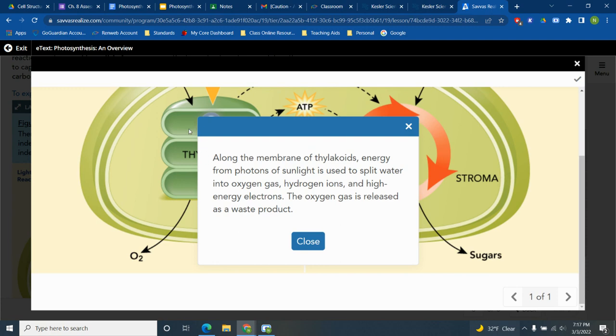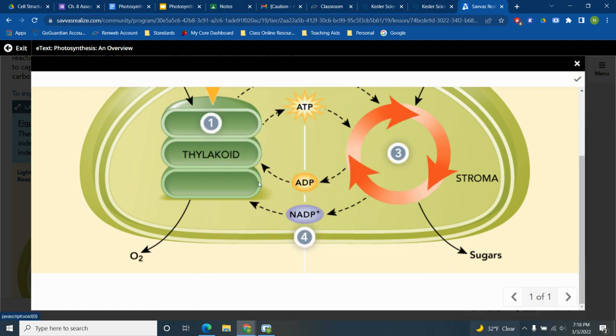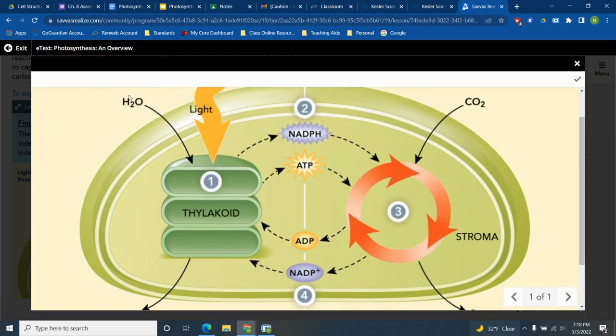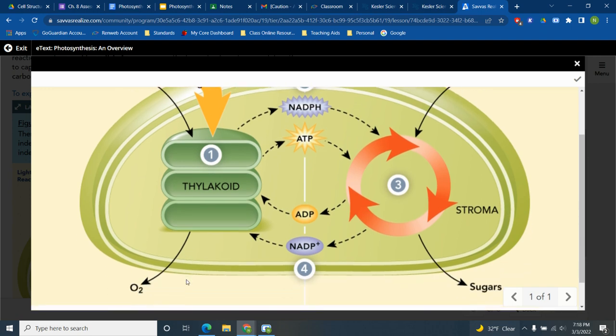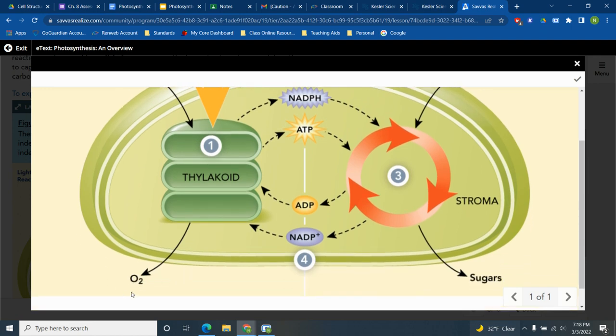So along the membrane of the thylakoids, energy from photons of sunlight is used to split that water into oxygen gas, hydrogen ions, and high energy electrons. The oxygen gas is released as a waste product. So this light is used to split this water molecule up into two hydrogens that are positive. Then we have our two high energy electrons, and then our oxygen is released.